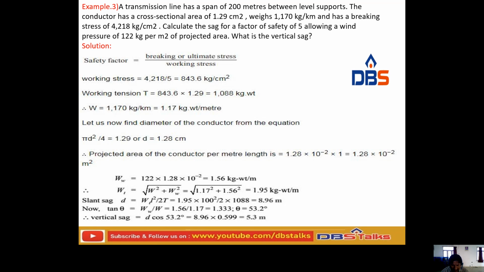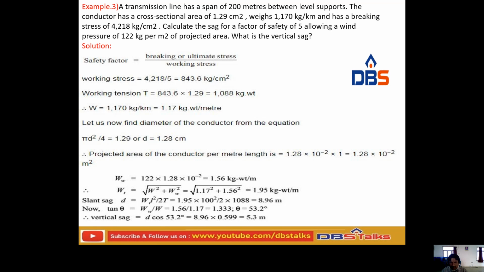Now we know the weight of the conductor and the weight due to wind pressure. Adding vectorially, the total weight is equal to the square root of W square plus Ww square, that is the square root of 1.17 square plus 1.56 square, which is equal to 1.95 kg per meter. And sag is equal to omega L square by 2t.